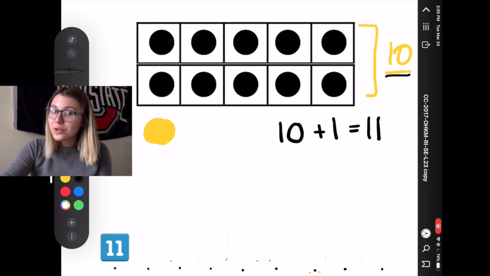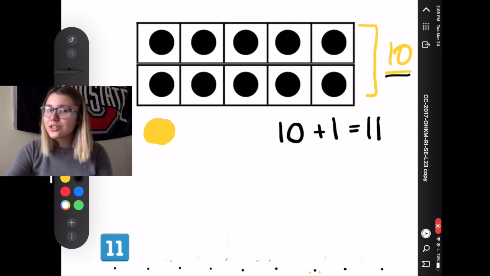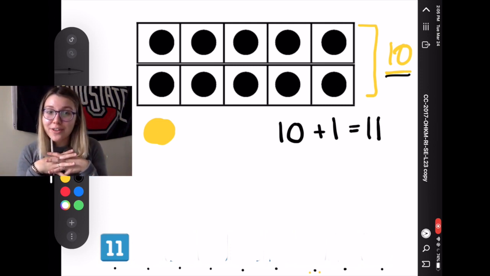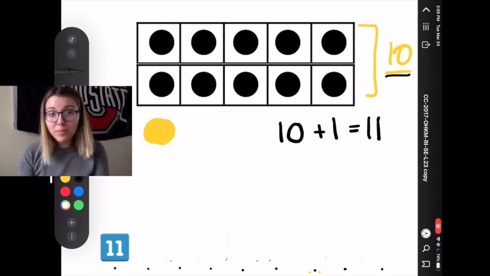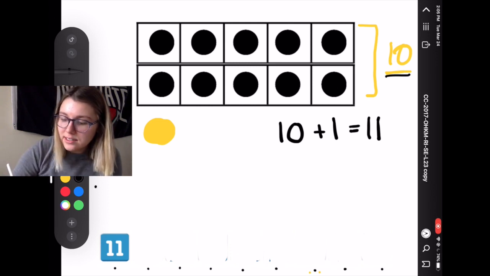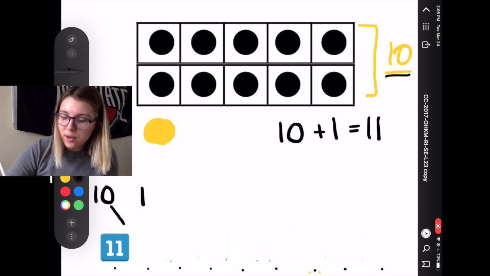I can also use this thing called a number bond. Bonding is just kind of when you put two things together. So it's another way we can use addition. So a number bond to show how we got 11 would be to say 10 and 1, and then we're going to put them together using an arrow, and it gives us 11.